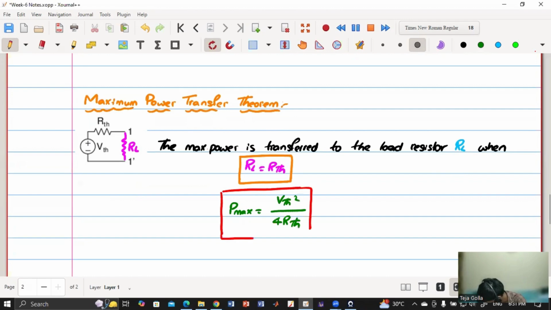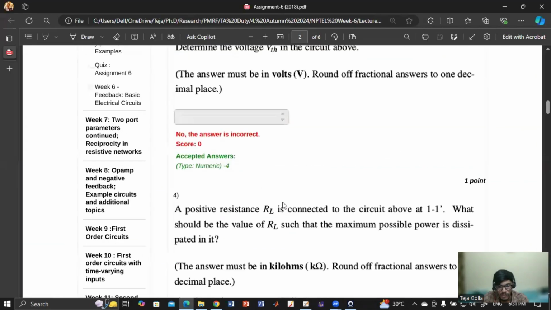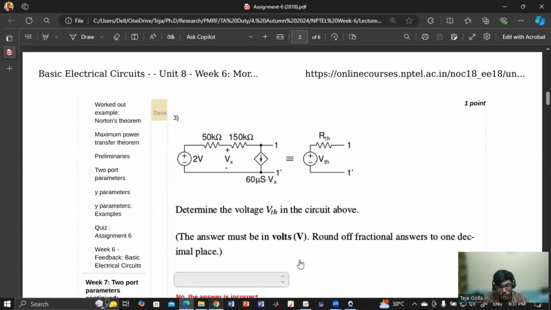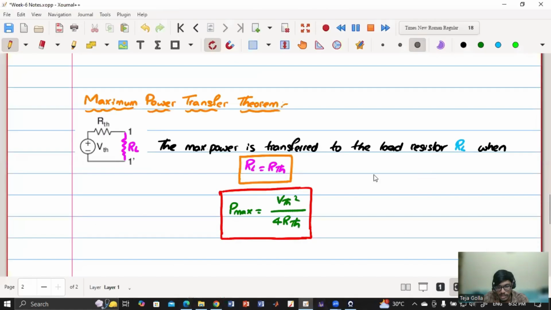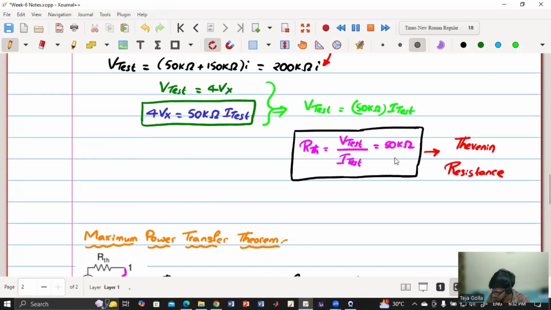So in the question, they have asked what should be the load RL such that the maximum power will be transferred. So what will be the value of RL? It is just R Thevenin. And how much is the R Thevenin that we are getting? 50 kilo ohm. So this will be my RL.